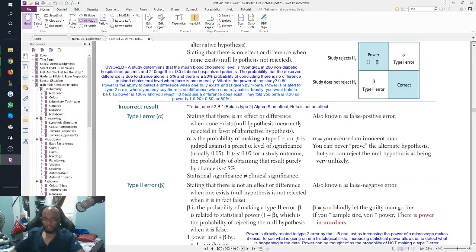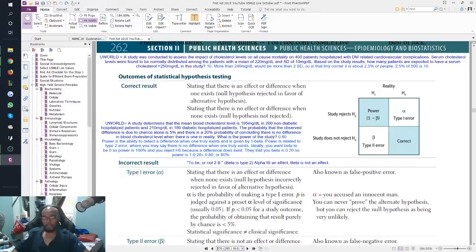And then that's just half the story. The other half of the story is relating it to statistics, where you have to understand the concept of what the correct result is. The correct result is either you say there is an effect or difference, and the null hypothesis is rejected in favor of the alternative hypothesis, or there is no difference where the null hypothesis is not rejected. Okay, but you never say the null hypothesis is accepted. That's not something you say. That's not a word or a phrase. You can't say that you accepted the null hypothesis. You either reject the null hypothesis or you do not reject the null hypothesis.